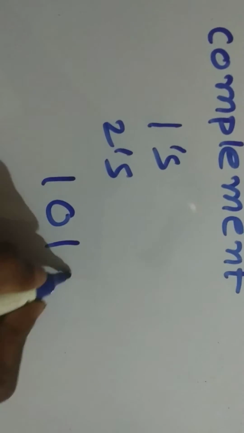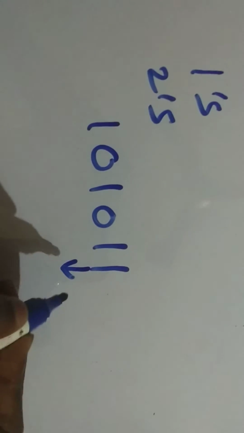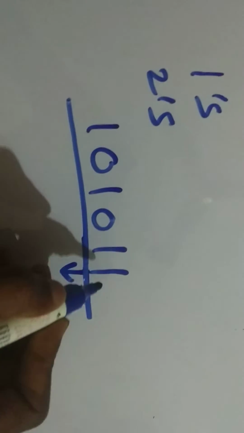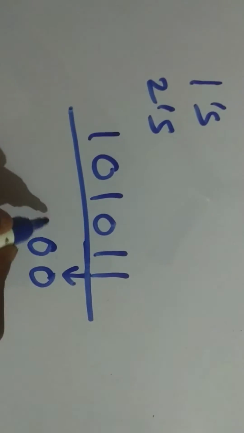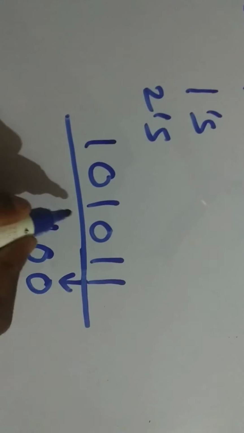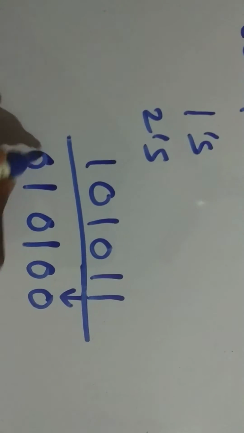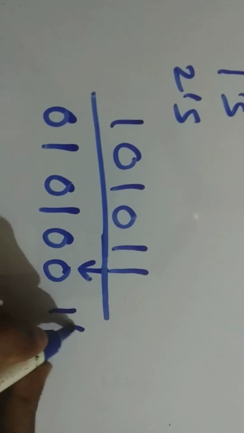I'll explain with an example. Let us consider this example, 1011. This is a binary number. I don't know its value; you need to calculate. All we need to do is invert every single bit. So 1's complement is 0, 0 complement is 1, 1 complement is 0, 1 complement is 0. So this is the 1's complement of the binary number.